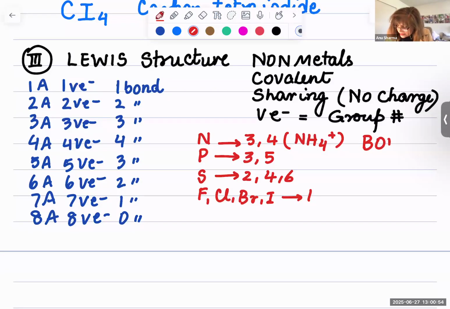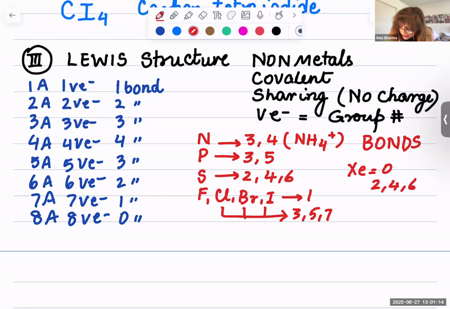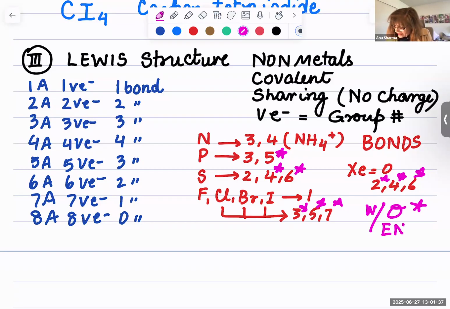Okay, these are the bonds we are discussing here. But chlorine, bromine, and iodine can also make 3, 5, and 7 bonds. And then comes xenon. Xenon will make 0 bonds, but xenon can also make 2, 4, and 6 bonds. So in what conditions are they making these excess bonds? 5 bonds, 4 bonds, 6 here, and then 3, 5, 7, and then 2, 4, 6, when they are bonded with oxygen. Only then can they do this, or with a higher electronegativity, wherever there is a more electronegative atom, in that case they expand their bonding.